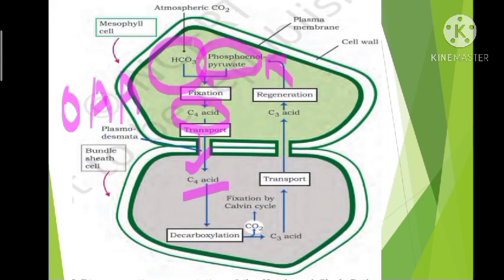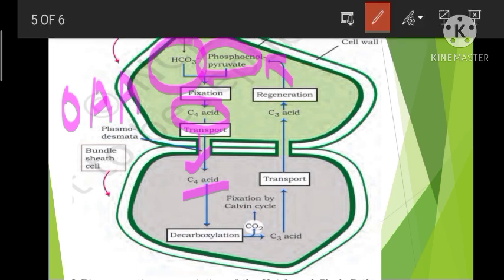Now what happens to this carbon dioxide which is released as a result of decarboxylation of malic acid? It takes part in the Calvin cycle. Why does the Calvin cycle occur in the bundle sheath cell? Because RuBP is present in the bundle sheath cell and the Rubisco enzyme is present only in the bundle sheath cell. Rubisco is absent in the mesophyll cell. In the mesophyll cell, PEP carboxylase, that is phosphoenol pyruvate carboxylase enzyme, is present, and that is absent in the bundle sheath cell.